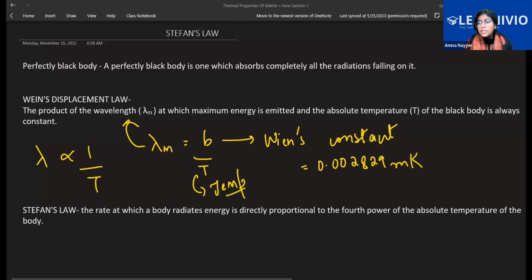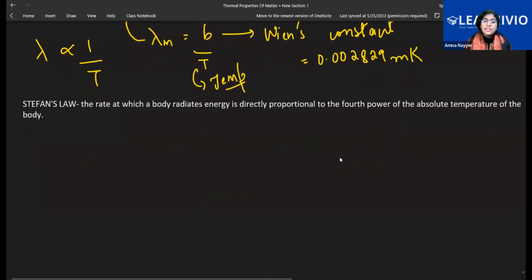Okay, coming to Stefan's law. So what is Stefan's law? Stefan's law tells us about the relationship between the energy that is emitted and the temperature. Wien's displacement law told us about the wavelength. Stefan's law tells us about the energy and the temperature that is present. So the law basically says that E stands for the energy. E is equal to sigma T to the power 4. See, energy is directly proportional to the temperature's fourth power.